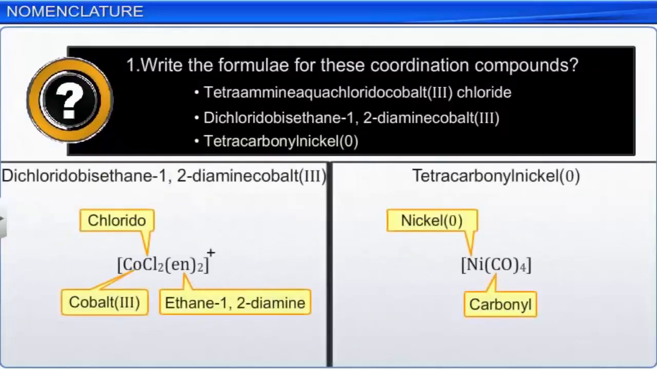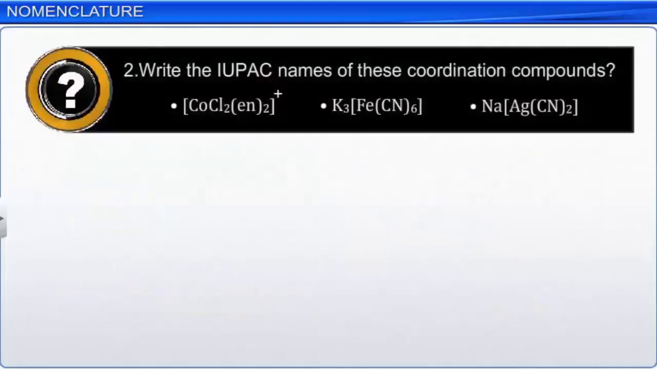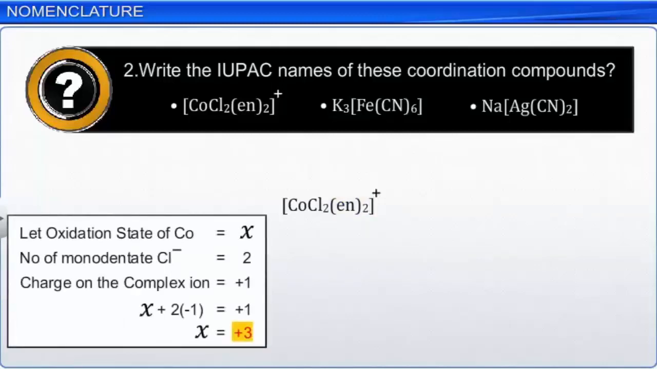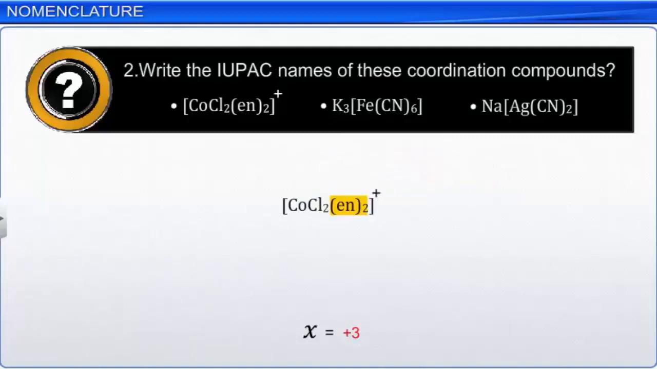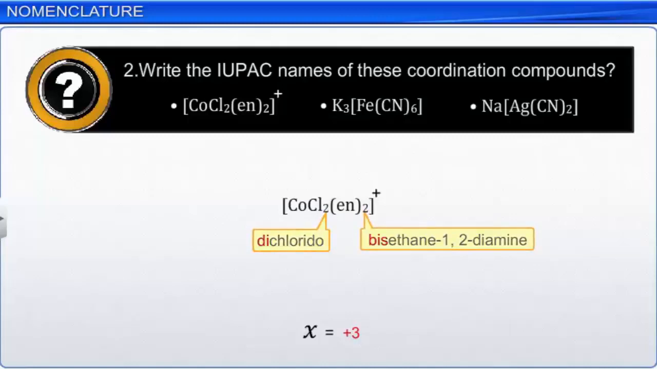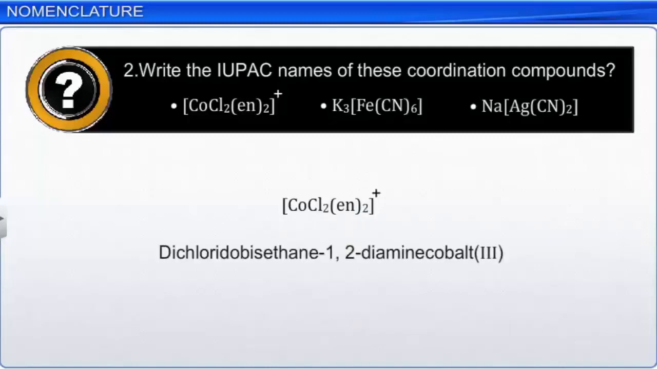Coming to the second question. The first complex is a cationic complex and has two chloride ligands and two ethane-1,2-diamine ligands. The oxidation number of cobalt, as calculated here, is +3. Following the alphabetical order in naming the complex, chlorido ligands are named first, followed by ethane-1,2-diamine. The number of chloride and ethane-1,2-diamine ligands is indicated by the prefixes di and bis respectively. Thus, the IUPAC name of the given complex is dichloridobis(ethane-1,2-diamine)cobalt(III). Similarly, the IUPAC names of the other complexes are written as shown here.